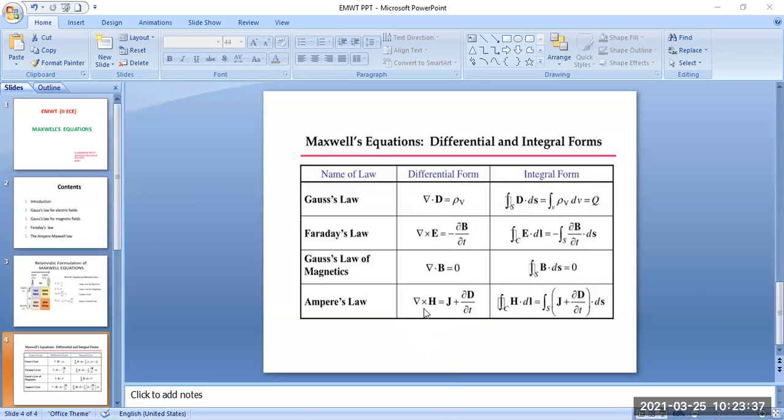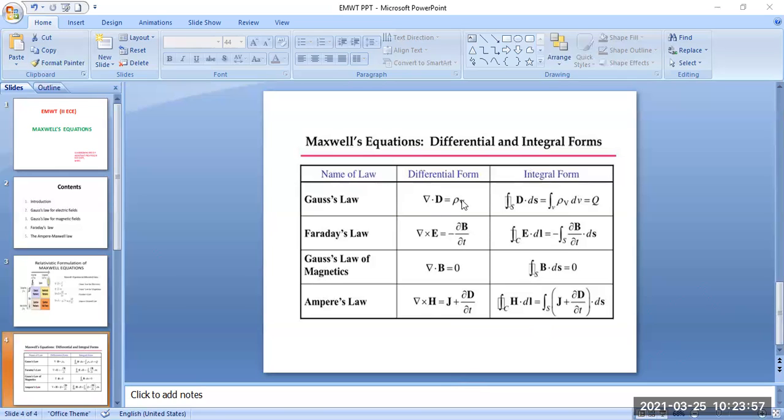And second one, Maxwell's equations for time varying fields. Just now we have discussed this equation. We have already shown the Maxwell's equations in differential and integral form. So whatever equations are available in the PPT, those are the Maxwell's equations for the time varying fields.